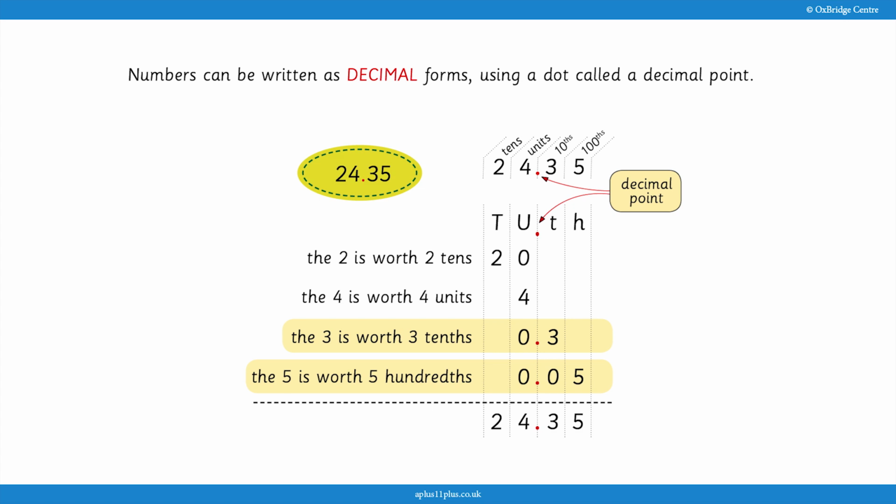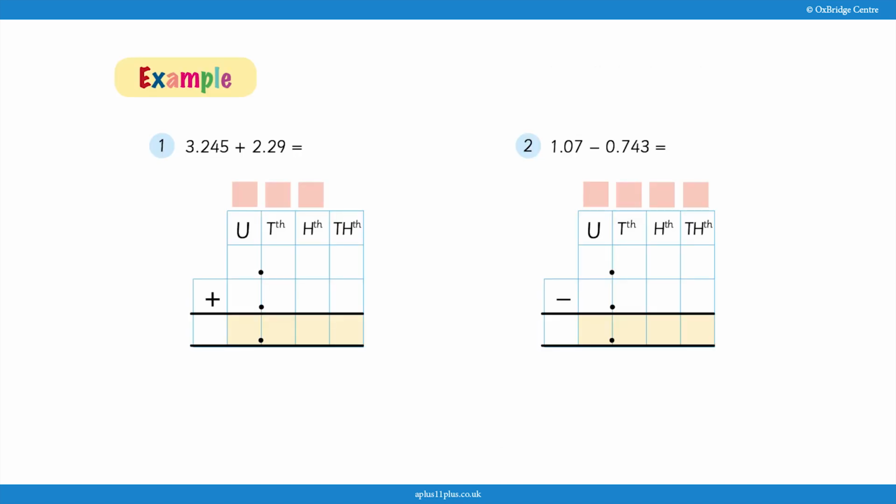Here we have a number, 24.35, and if I partition that, I have 2 tens, 4 units, 3 tenths, and 5 hundredths. And if I combine them and add them all together, that gives 24.35. The first thing we're going to start off with is adding decimals.